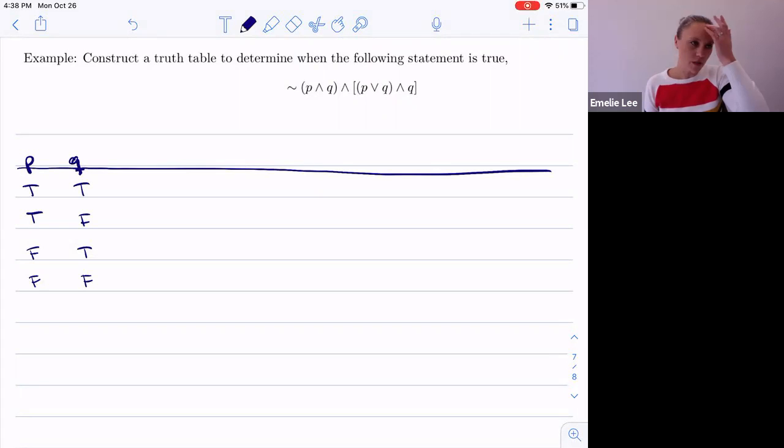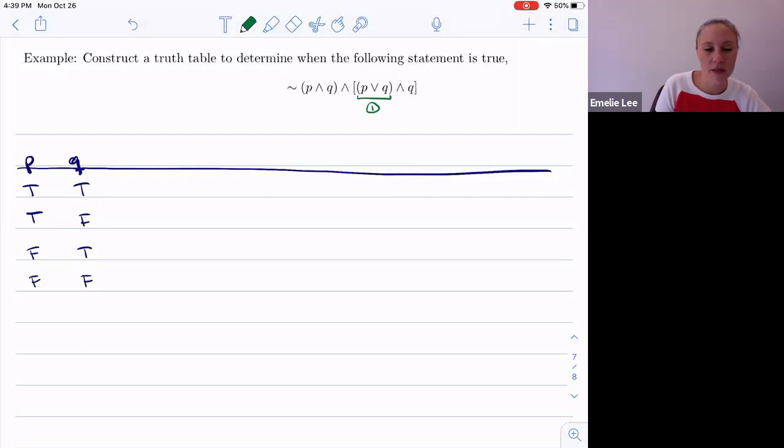Okay. So now what I'm going to start with is, to be quite honest, because it's broken up with this AND, I could deal with this one first and then go to this one. But what I'm going to do is build this up and find P or Q and then AND it with Q to figure out what these values are. And then I'm going to deal with this one. But there are a couple of different ways that you could construct this truth table.